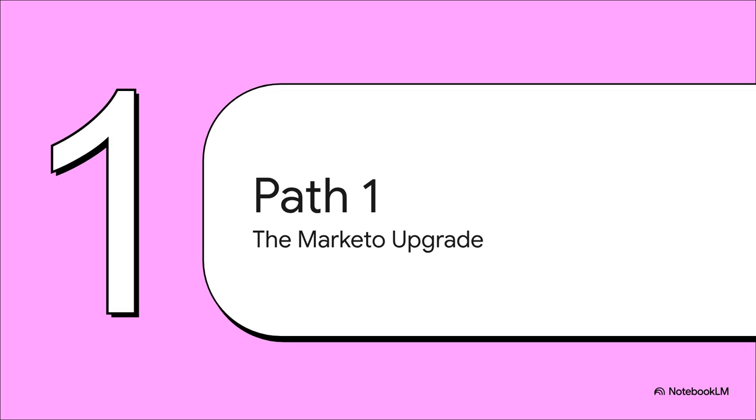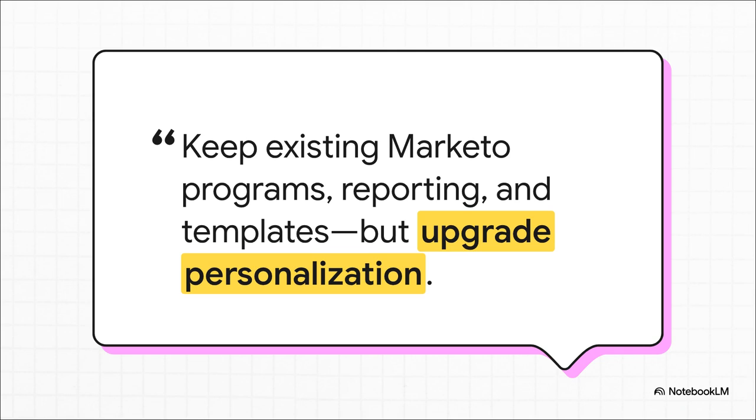Let's start with our first path, which we're calling the Marketo upgrade. This one is designed for teams who already love their existing Marketo Engage setup and just want to give it a serious intelligence boost. So who is this for? Well, this is your go-to if you're not looking to rip and replace your current system. You get to keep your Marketo programs, your reporting, your templates, all that operational muscle you've already built, and you simply inject this powerful new layer of AEP-driven personalization right on top of it.